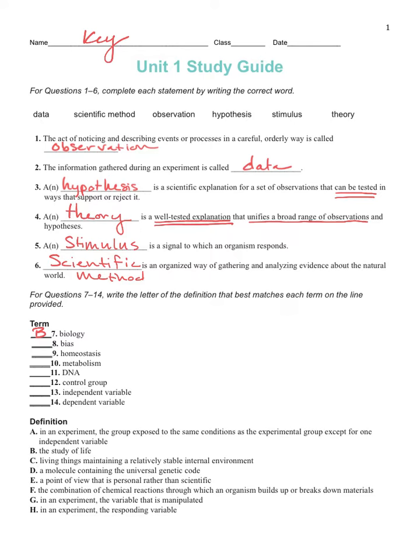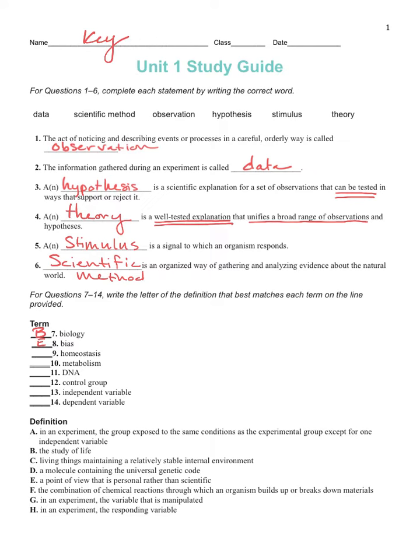Number 8 is bias. So bias is letter E, a point of view that is personal rather than scientific. And so anybody who comes to an idea with bias, and we all have bias, means that their personal experiences help them to interpret things, but might also shape their opinion.